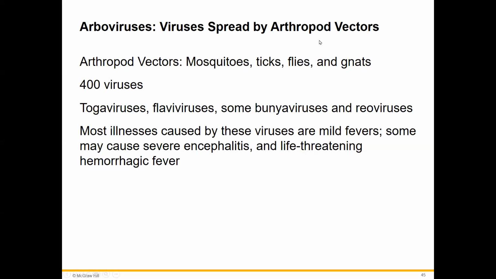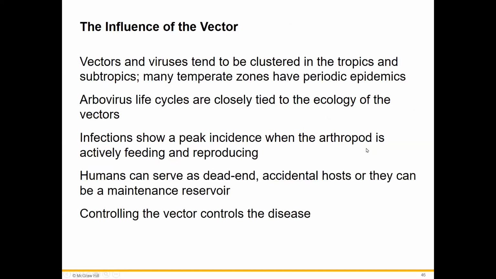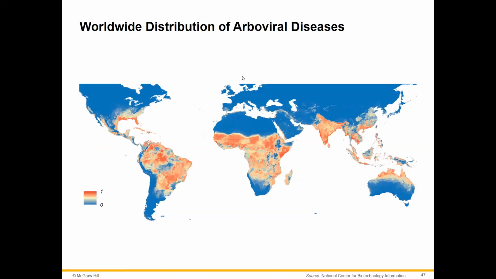Arboviruses, these are your arthropod vectors, your mosquitoes, your ticks, your flies, your gnats. There's multiple different types of categories that can be spread via these arboviruses, these arthropod vectors. Some of them are mild, some of them are very significant. It's going to depend on where the vector lives, and so that's going to give a location to a lot of these conditions and diseases. So depending on the vector, we can see where these diseases tend to be more prevalent.